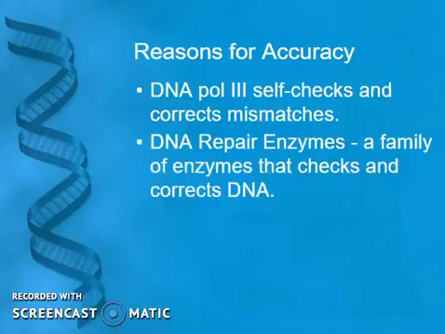So that's pretty accurate. Why is that accurate? Well, our DNA polymerase 3 is our spell check. It's going to go back through and identify mismatches. Then there's a whole family of enzymes that are going to come in and help with that spell checking process.